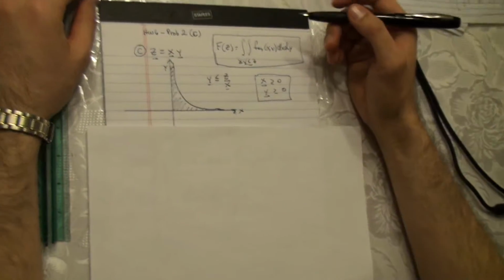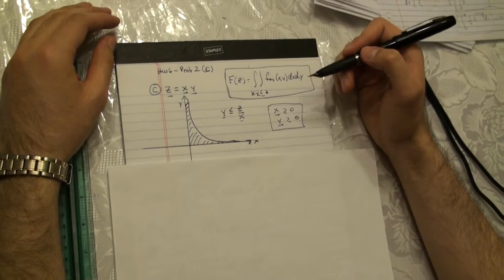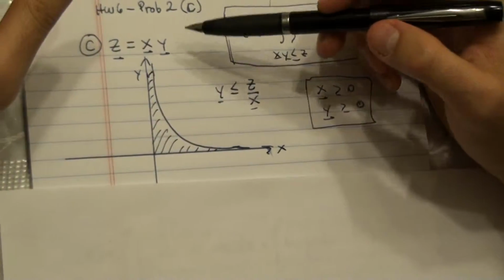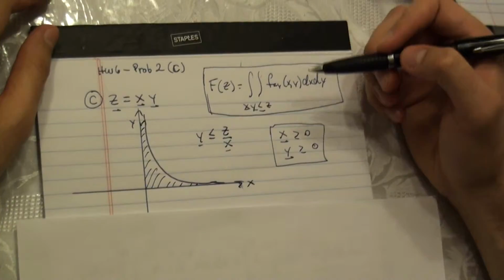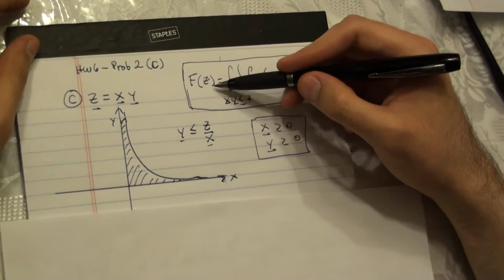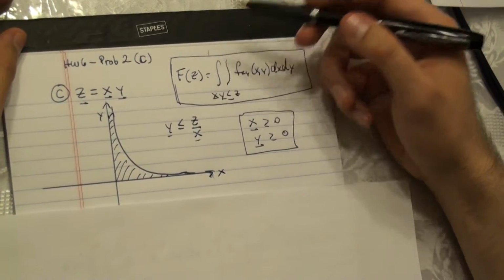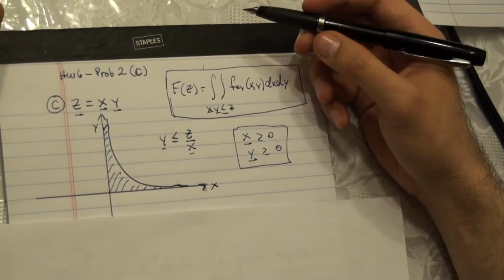Okay, so now we're doing part C. Part C wants us to find the PDF of x times y, which is equal to z. We remember that first we need to find capital F of z, and then from there we can find little f of z, which is the PDF.